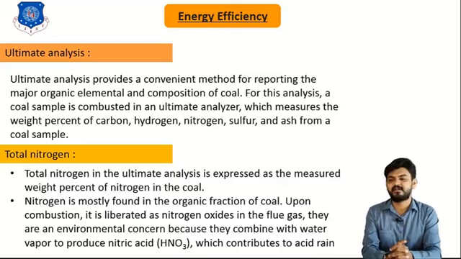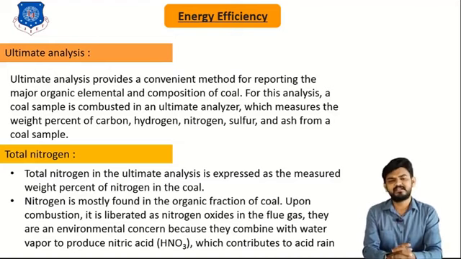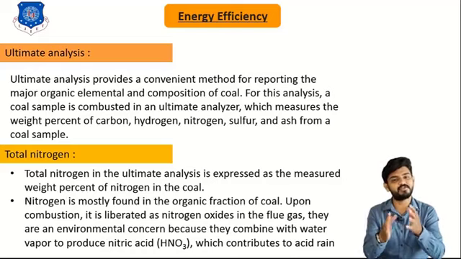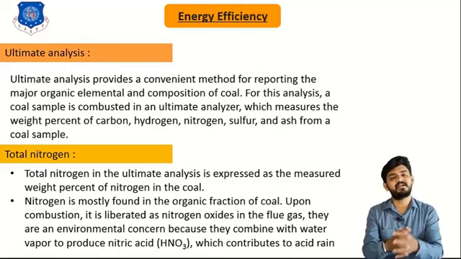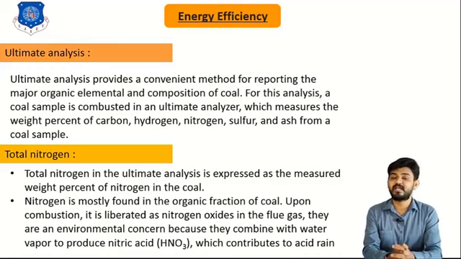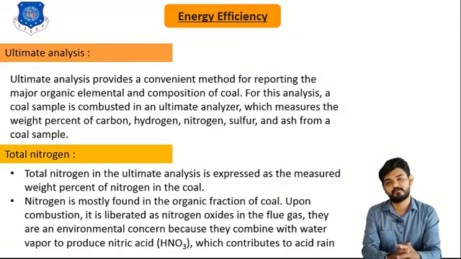Upon combustion, this nitrogen is liberated in the form of nitrogen oxide. This nitrogen oxide reacts with water vapor present in the atmosphere and produces nitric acid. This nitric acid is an environmental concern since it ultimately produces acid rain. So, we have to minimize the nitrogen content of coal. This was about the measurement of nitrogen.